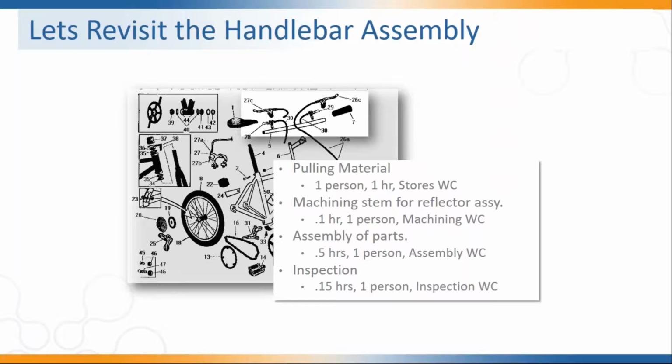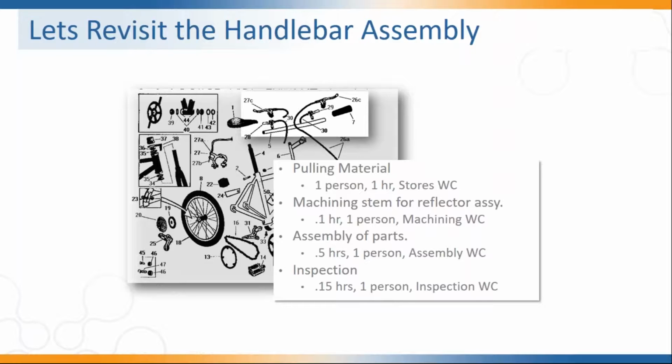Once that hole is drilled, the parts are moved to the assembly department. And the assembly department is now going to put all of those pieces together to form the finished item. That's going to require half an hour, one person, in the assembly work center. And then before that assembly is sent back to stock, waiting to be used on the final assembly, it's going to be inspected in the inspection work center, and that's going to take about 9 minutes, 15/100ths of an hour, again, by one person. So what have we discovered here?